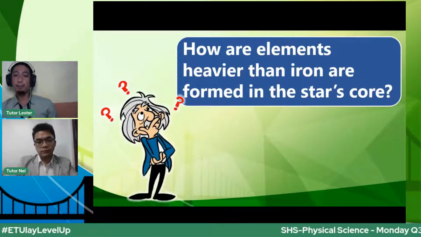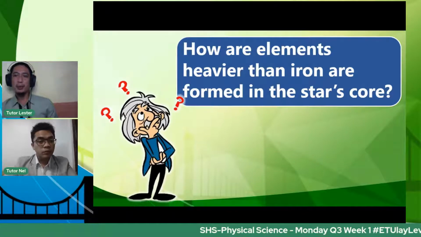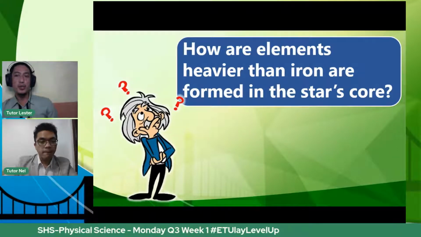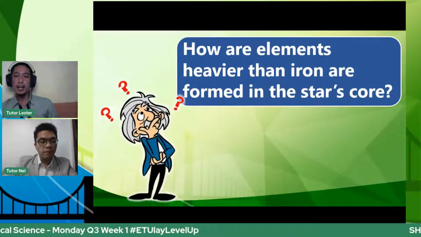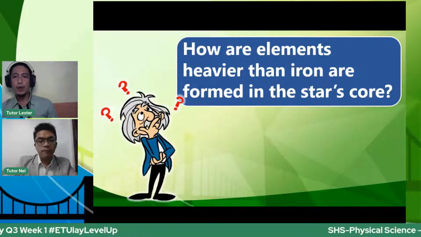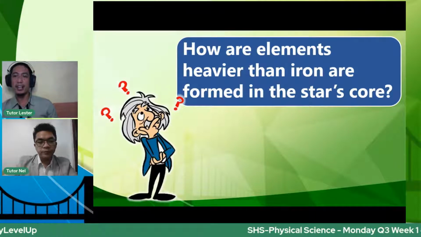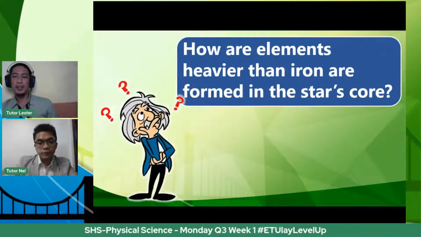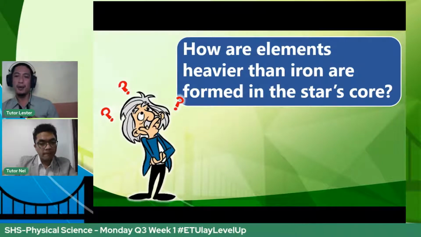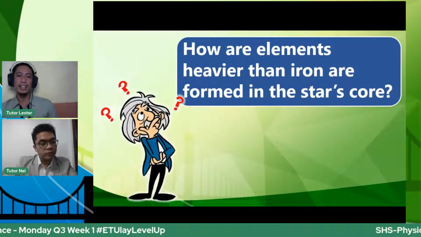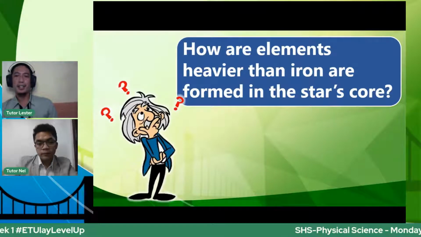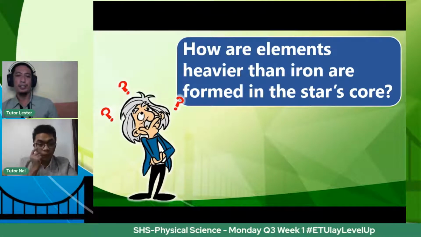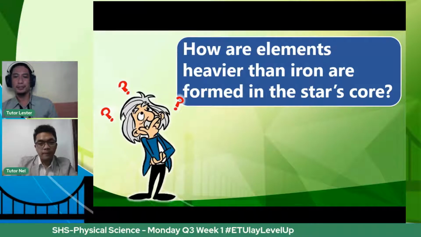So far, in the process that we have presented, ang naipakita pa lang po natin are the fusion processes that produce up to iron. So how are elements heavier than iron formed in the core of the stars? Alright, so if you want to share your answer po, you may comment po dito sa ating live stream. So how are elements heavier than iron formed in the star's core?